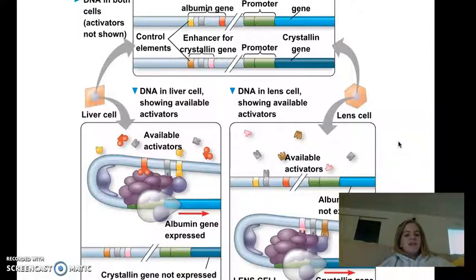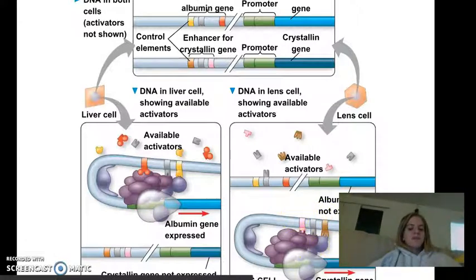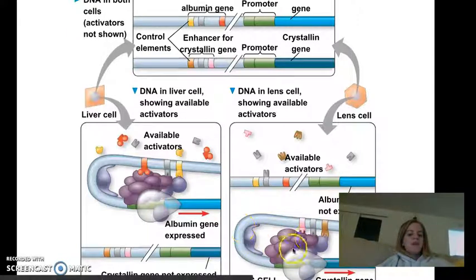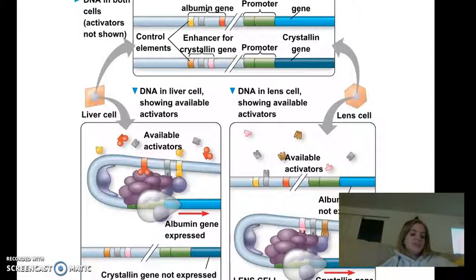Reverse it now. Notice the available activators are not going to bind to our enhancer for the albumin gene. That's the liver one. But they will bind to the enhancer for the crystallin gene, for the lens cell. Once again, our DNA bends over. We get our transcription factors, our mediator protein, and then our RNA polymerase is going to bind and transcribe the crystallin gene, but not the albumin gene. So that's why we can have cells with the same genome, the same DNA, express different things.